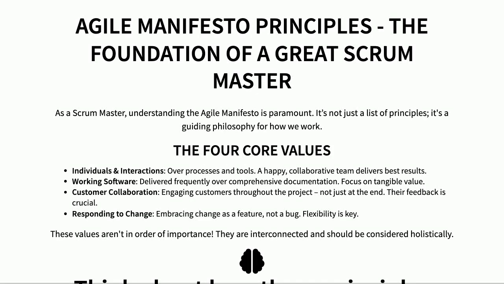Okay, let's talk about the Agile Manifesto. It's a really important starting point for any Scrum Master. Basically, it boils down to 4 core values: prioritizing people and interactions over rigid processes, focusing on delivering working software frequently rather than getting bogged down in endless documentation, collaborating closely with customers throughout the development process, and being flexible enough to adapt to changing requirements. These aren't just guidelines, they represent a mindset that guides how we approach our work as Scrum Masters, helping us create more effective and responsive teams.